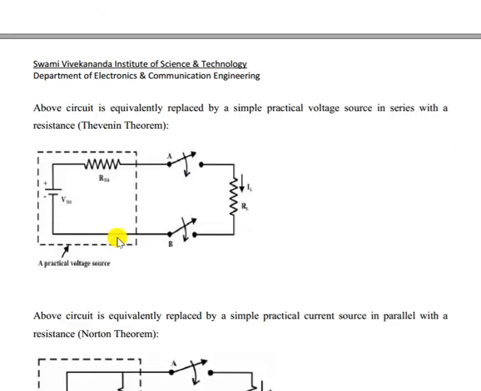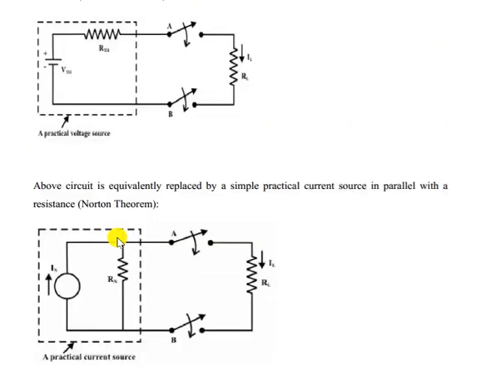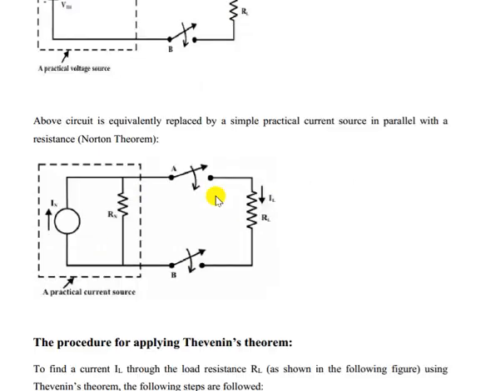We can also have the dual of this. That means this voltage source in series with a resistance can be converted into a current source. Then what we have is a current IN in parallel with the resistance RN. This is called Norton's theorem, which is nothing but the dual of the Thevenin theorem. What we are doing is just source transformation of this voltage source in series with a resistance, transforming it into a current source using the source transformation technique.